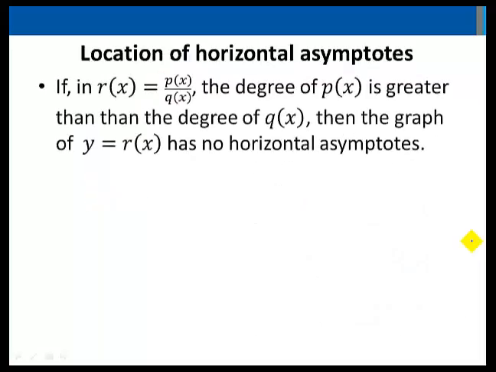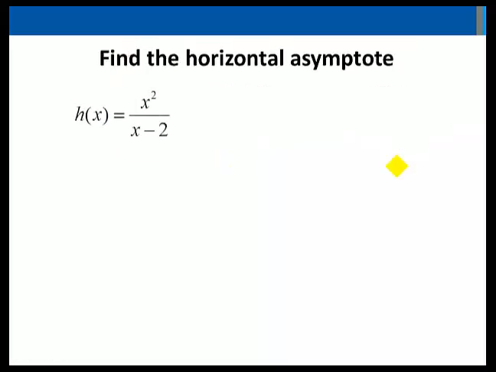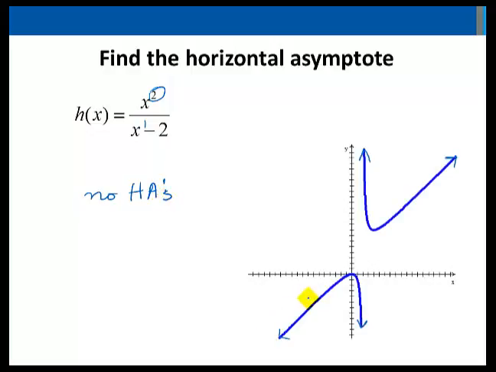Let's next look at the case where the degree of the numerator is greater than the degree of the denominator. In that case, we will have no horizontal asymptotes. As an example, h of x equals x squared over x minus 2. The degree of the numerator is 2. The degree of the denominator is 1. So we will have no horizontal asymptotes. As you can see on the graph, what we do have here is a slant or oblique asymptote, and we'll look at some more of those a little bit later.